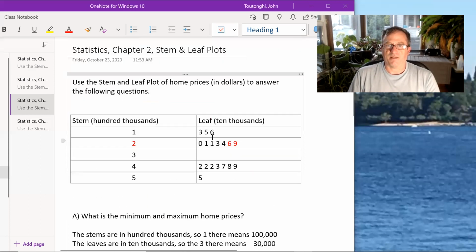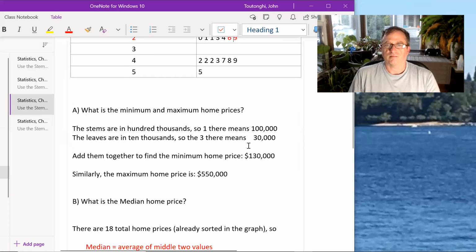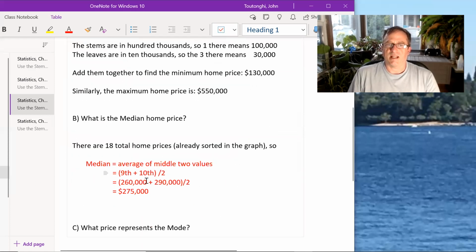Just go back up to the graph. 1, 2, 3, 4, 5, 6, 7, 8. I'm gonna take these two, make sure there's eight on either side. 1, 2, 3, 4, 5, 6, 7, 8. So there's eight smaller than it, there's eight bigger than it. Those are the two in the middle and we're gonna average them, but we're not averaging 6 and 9, we're averaging 260,000 and 290,000. The ninth and the 10th data elements, 260,000 plus 290,000.